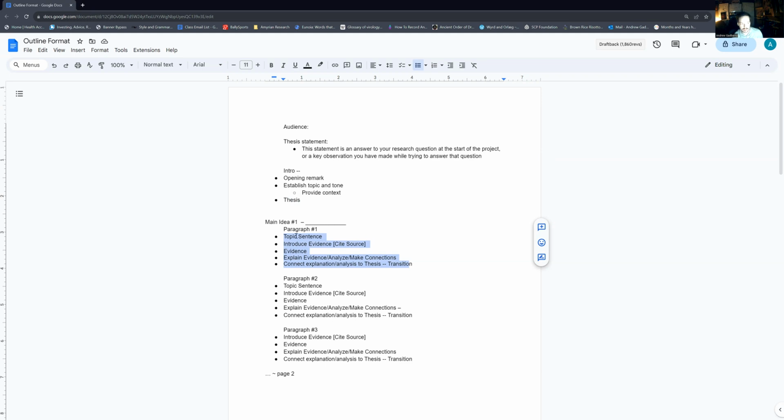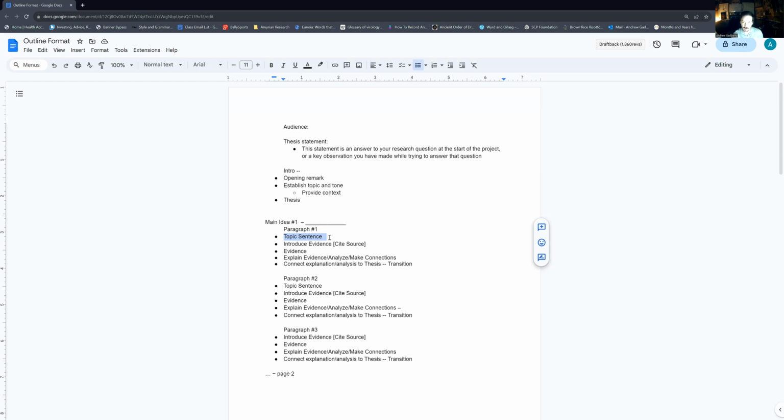So main idea 1 and then paragraph 1. Every single paragraph needs a topic sentence. You need to indicate, what is this paragraph about? Remember when we learned how to speed read, we used topic sentences, right? So there's a great power in topic sentences. Make it so that your essay can be sped read.